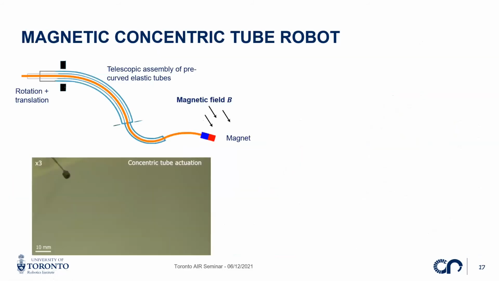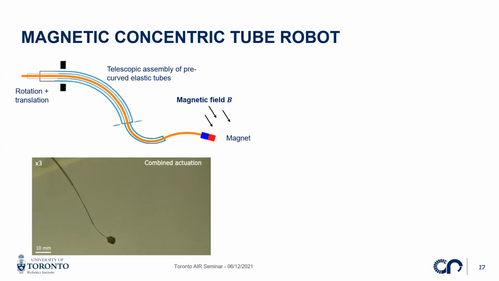All right, last but not the least, very recent work on a new kind of continuum robot, which we call the magnetic concentric tube robots. Here in this work, we basically try to combine both robots by assembling them concentrically. And then we obtain the robot that you can see here, that is composed of telescopic precurved tubes, and an internal tube, which is actually an optical fiber with a magnet at the tip.